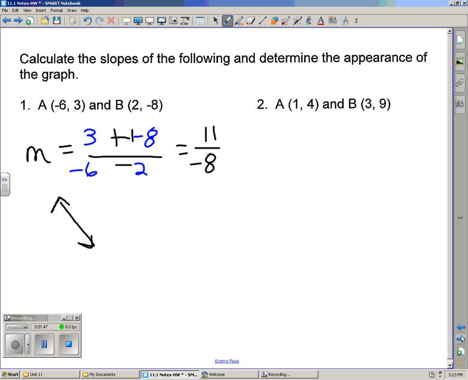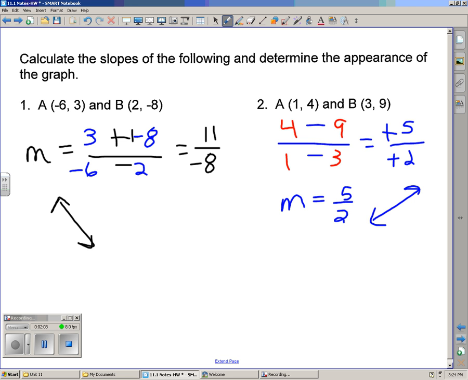Again, slope, fraction bar, minus, minus, dump in your y's on the top, your x's on the bottom, do your math. Negative 5, negative 2, don't forget, double negatives make a positive, so then your slope right here is going to be 5/2. Slope equals 5/2, the line looks like that. And maybe I'll just simplify this a little bit nicer. Slope is -11/8, and you're going to go that way.